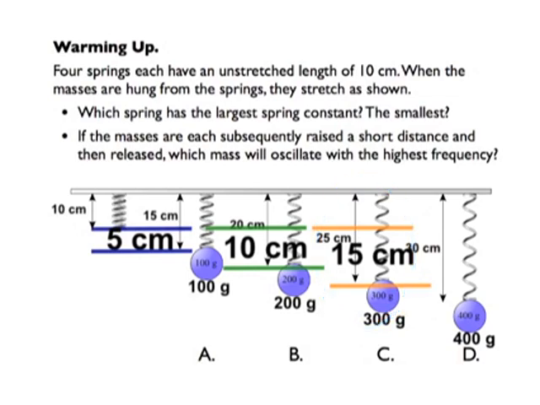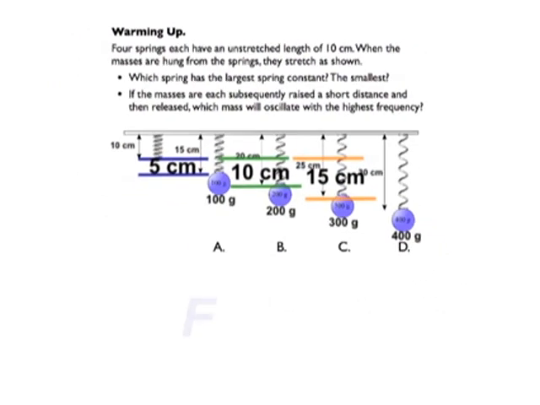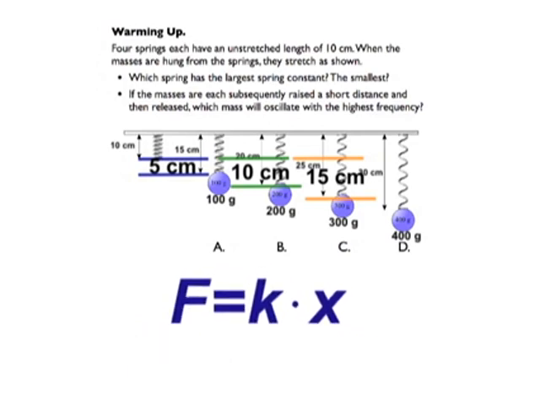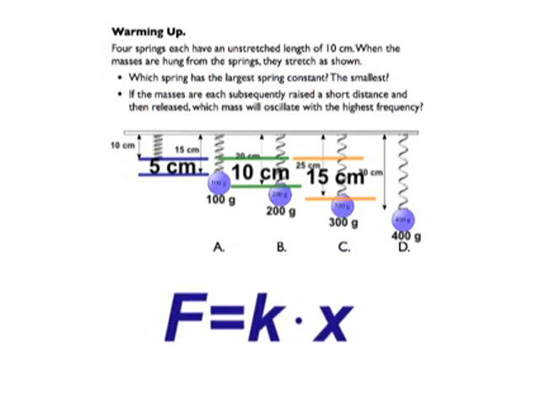So in each case, to determine the spring constant, we're doing it like this. Force is equal to k times x. If I have a weight of 100 grams, it stretches by 5 centimeters, 200 grams, 10 centimeters, 300 grams, 15 centimeters, 400 grams, 20 centimeters. What's that tell me about the value of k for each case? Same. It's the same value of k. These are basically identical springs. And if I have more mass, it stretches farther.